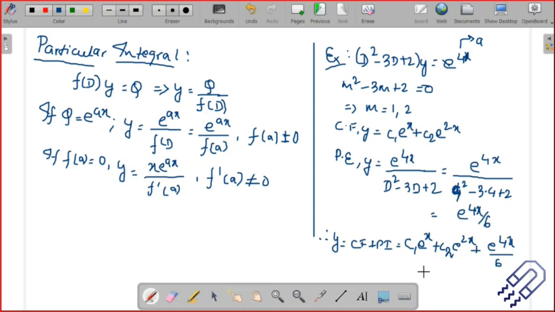Whenever you are getting a problem, you have to find out the total solution. I have done it by parts. First I've told you how to find out the different ways. Hello, sir. Sir, can you please explain the particular integral in this question?